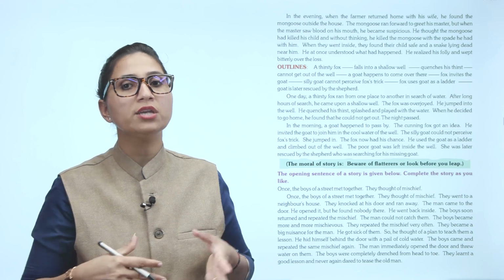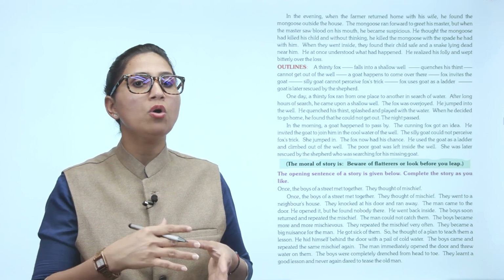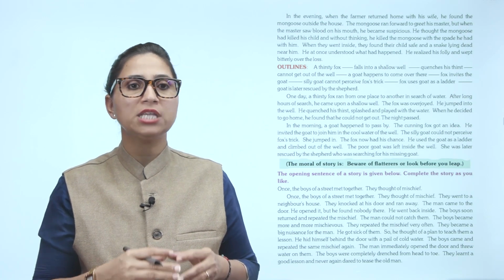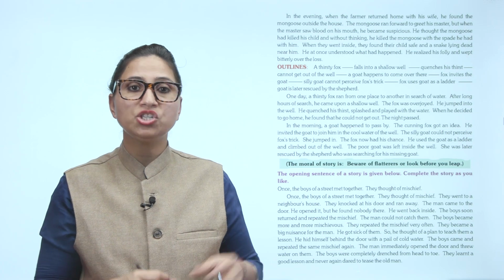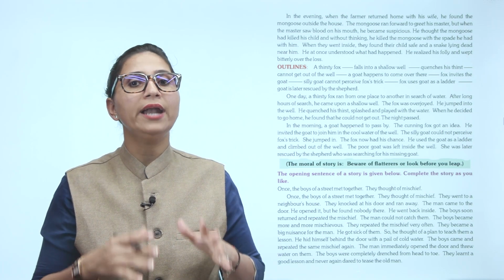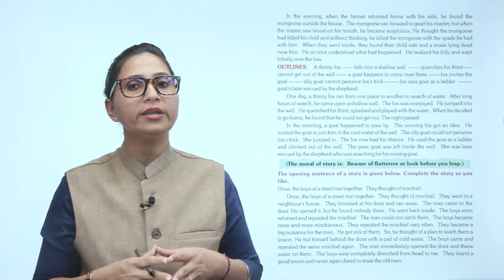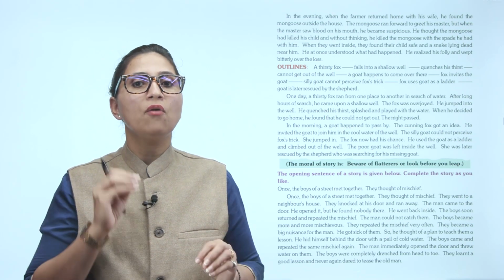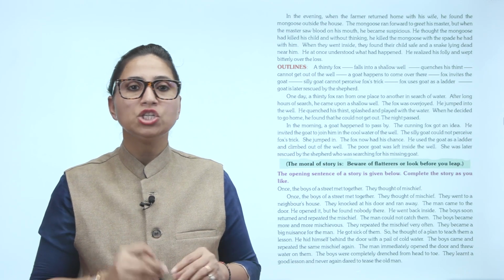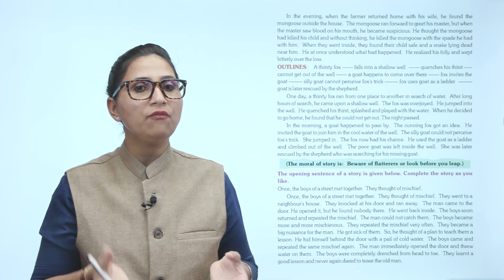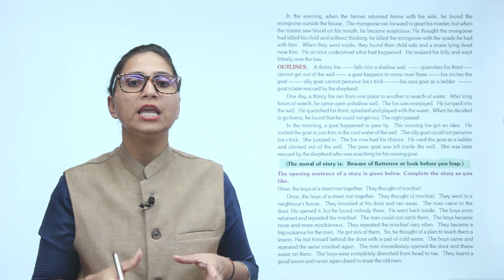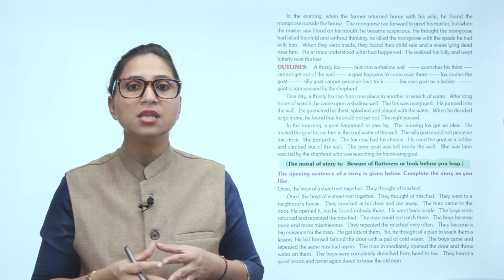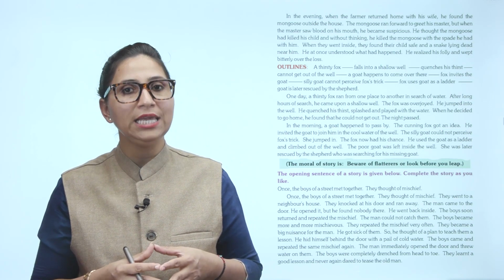The cunning fox got an idea. He invited the goat to join him in the cool water of the well. The silly goat could not see the fox's trick. She jumped in. The fox now had his chance. He used the goat as a ladder and climbed out of the well. The poor goat was left inside the well. She was later rescued by the shepherd who was searching for his missing goat. The moral of the story is: beware of flatterers and look before you leap.